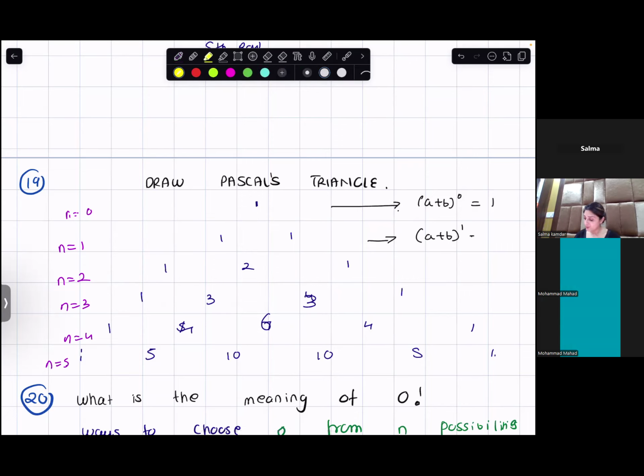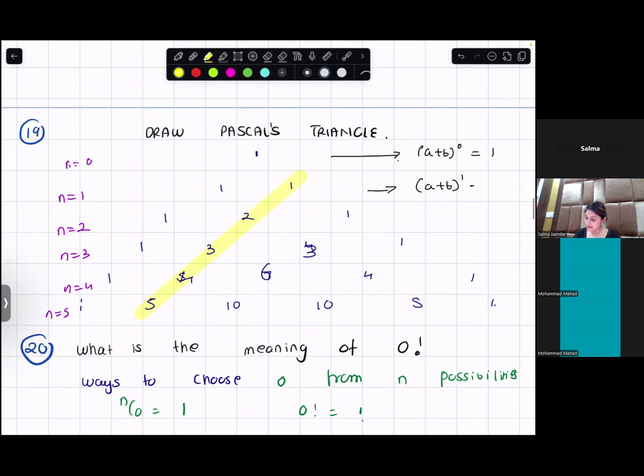If I want to know the row, it will always be this diagonal. Yes. Okay, this is the expansion of what?